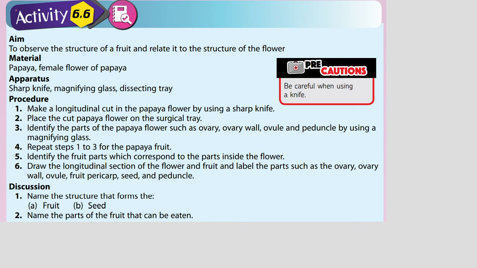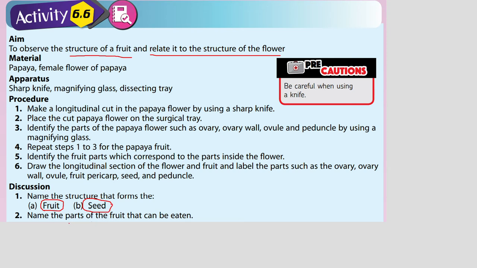So this activity is to observe the structure of a fruit and relate it to the structure of the flower. In other words, we want to trace back the fruits. What is the structure that forms the fruits? That's the ovary. And how about the seed? It comes from the ovule.